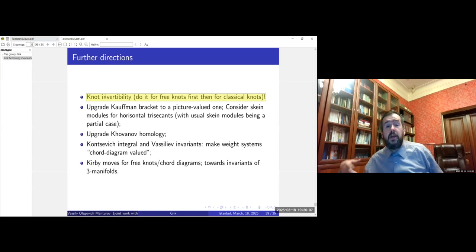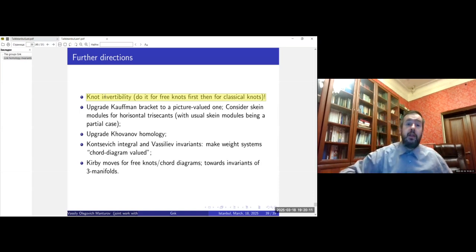Of course, maybe it will not be a knot. Maybe it will be a picture which is not symmetric, or a linear combination which is not symmetric in some sense. But if we manage to do something either through G and K or through virtual knots, then we may get knot invertibility. Upgrade the Kauffman bracket to a virtual one, to a picture-valued one. Everything is done for braids, but for knots, not quite.